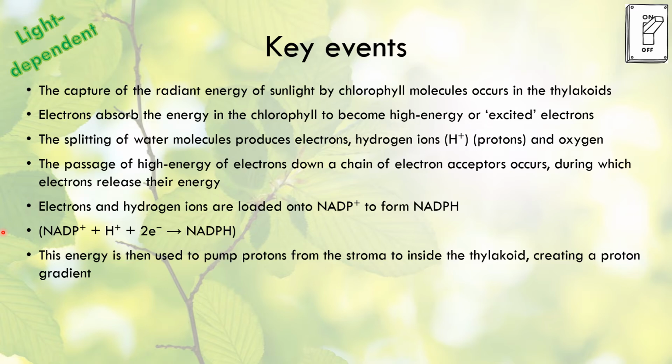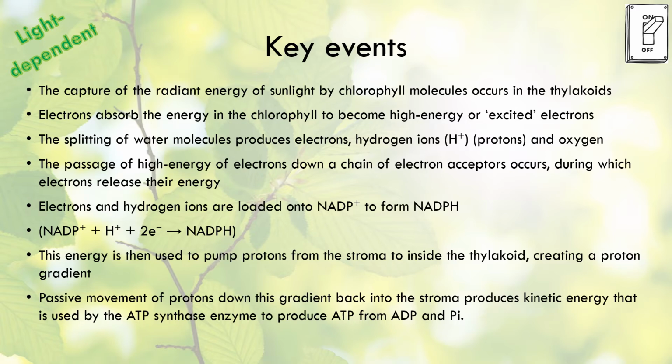This energy is used to pump the protons, so the protons are the hydrogen ions, from the stroma to the inside of the thylakoid. So this creates what we call a proton gradient. And so we have more protons one side than we have the other.